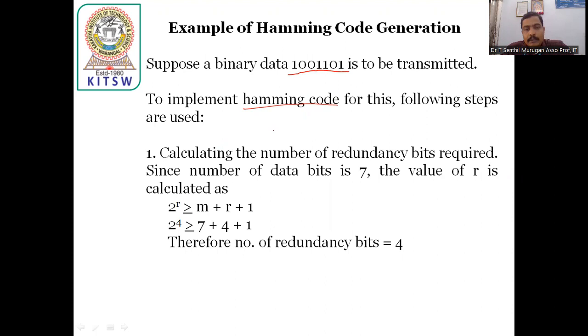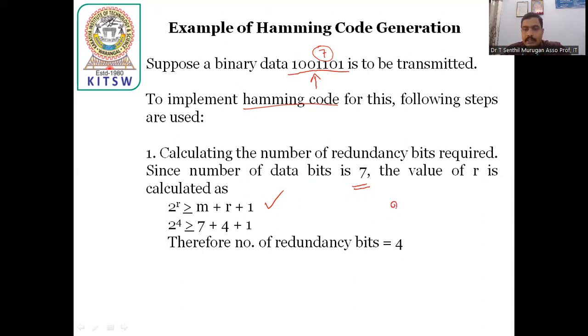When we are thinking about the Hamming code, we must remember this formula. The first step of the Hamming code is calculating the number of redundancy bits required. How many data bits we are sending, and how many redundancy bits are required, that we are going to calculate. For that, we use this formula. In this data word, how many bits are there? 1, 2, 3, 4, 5, 6, 7. So a total of 7 bits are there. For 7 bits, how many redundancy bits are required, that we are going to calculate.